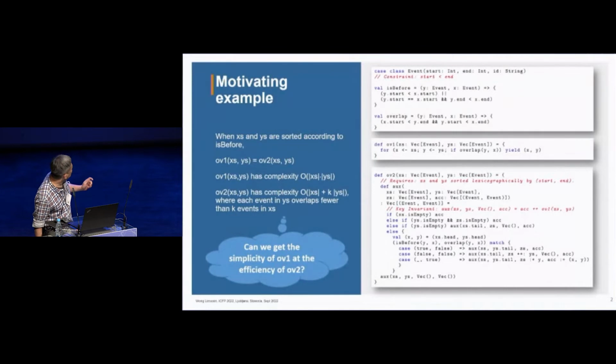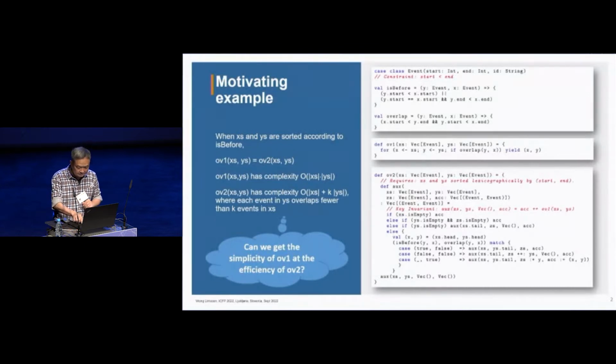And of course, the comprehension syntax OV1 is quadratic. And OV2, surprise, the complexity is linear in the sense that it is size of X plus K times size of Y. K is the number of events in Y that can overlap an event in X. And typically in real life applications, that K is very small relative to the size of X and Y. So it's effectively linear.